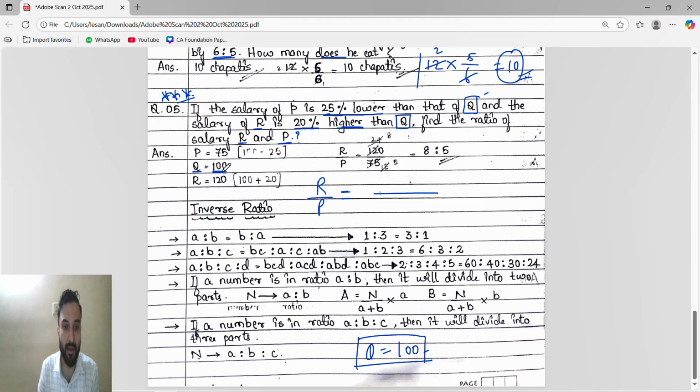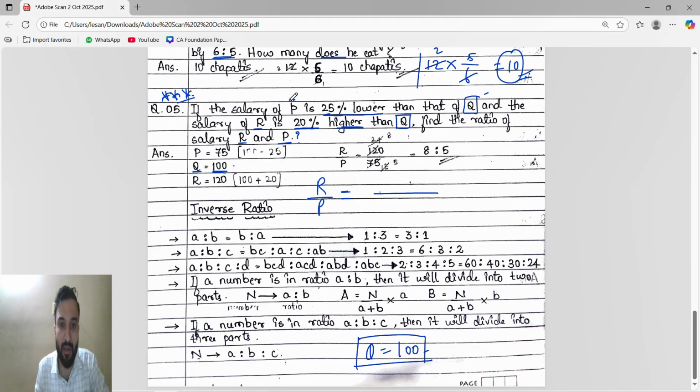So Q I will take it as 100. Every time, guys, every time, with whom they are comparing, with respect to whatever things they are comparing, that we will take as 100, because they are talking in percentage. So Q I will take it as 100.